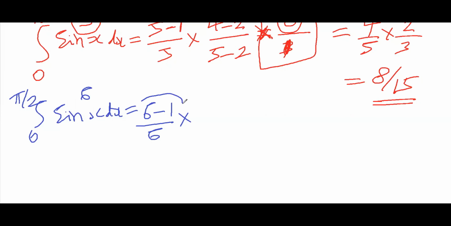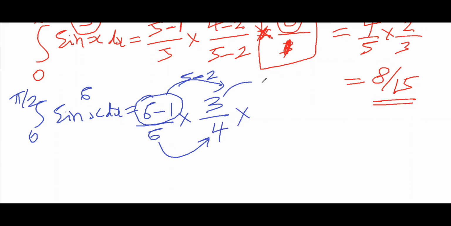So what is 6 minus 1? 6 minus 1 is 5. What is 5 minus 2? 5 minus 2 is 3. So you will write here 3. Here it is 6. What is 6 minus 2? 6 minus 2 is 4. So you will write here 4. Into, it's not 6, 3 minus 2 is 1. So you will write 1. What is 4 minus 2? 4 minus 2 is 2. So you will write here 2.